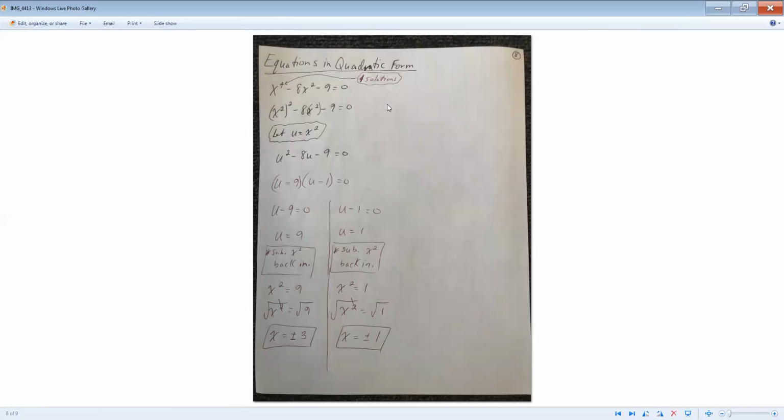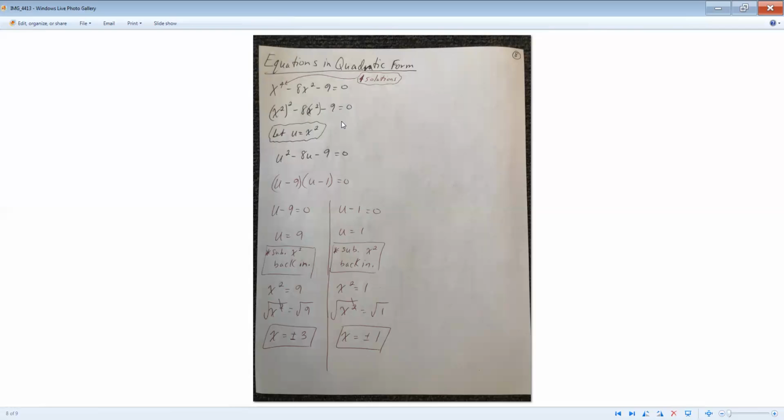Okay, I believe we have one more type of problem that we're dealing with in this video. We have equations in quadratic form. Here we have x to the 4th minus 8x squared minus 9 equal to 0. If we look at x to the 4th, that's x squared squared. And notice in the second term, we have x squared. Whenever we have that type of scenario, that's the quadratic form.